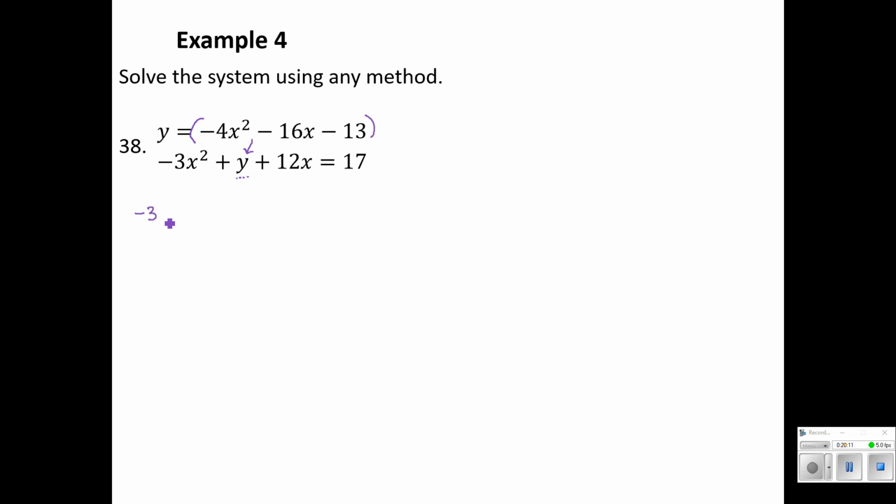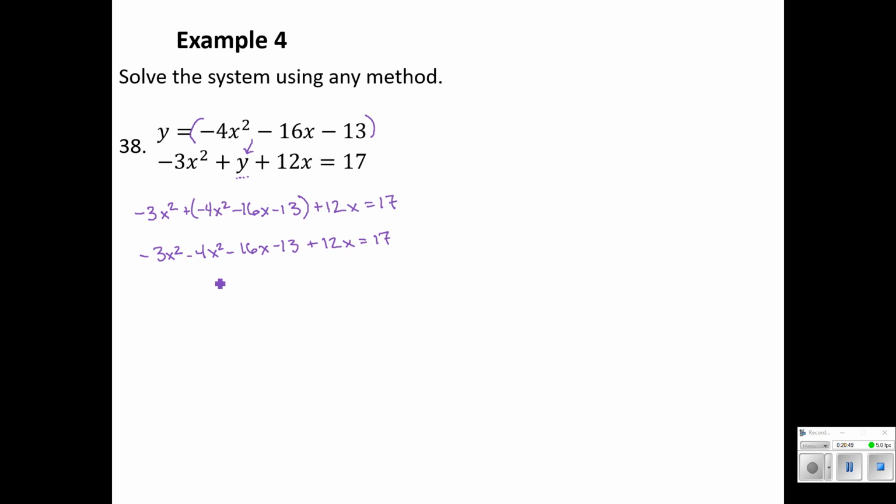So we substitute that in, we got negative 3x squared plus y. So I'm adding in all of this quantity. I'll just put that in parentheses for now. I know those signs won't change, but if this were a minus y, I want to be sure that I would see that distribution if I needed it. So negative 3x squared plus what y is equal to, let's finish that up, plus 12x equals 17. Negative 3x squared minus 4x squared minus 16x minus 13 plus another 12x equals 17.